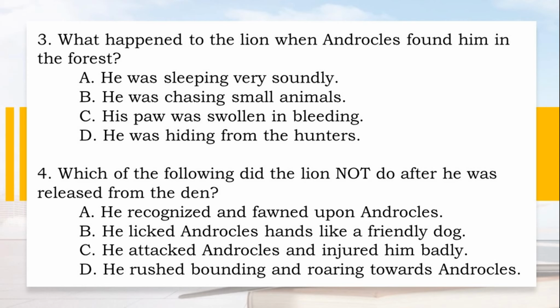4. Which of the following did the lion not do after he was released from the den? A. He recognized and fawned upon Androcles. B. He licked Androcles' hands like a friendly dog. C. He attacked Androcles and injured him badly. D. He rushed bounding and roaring towards Androcles.